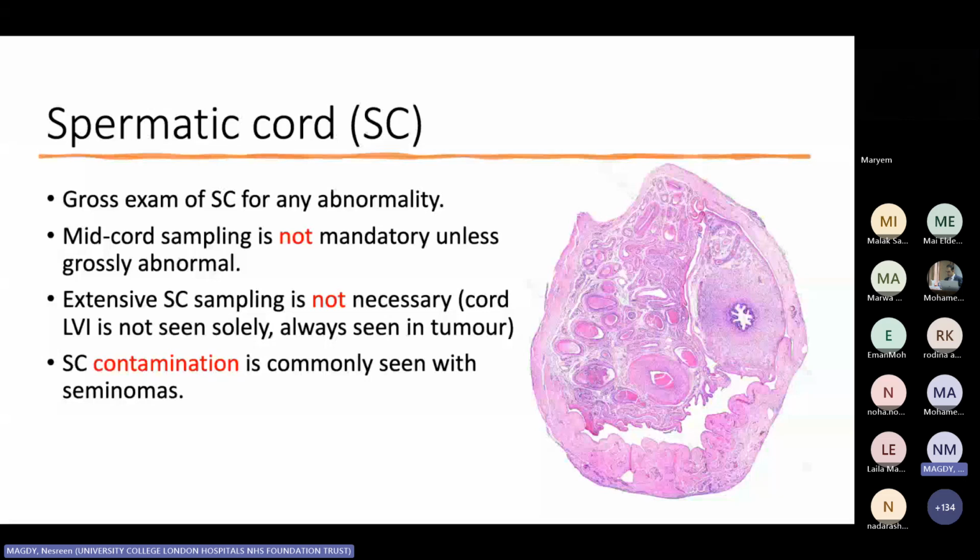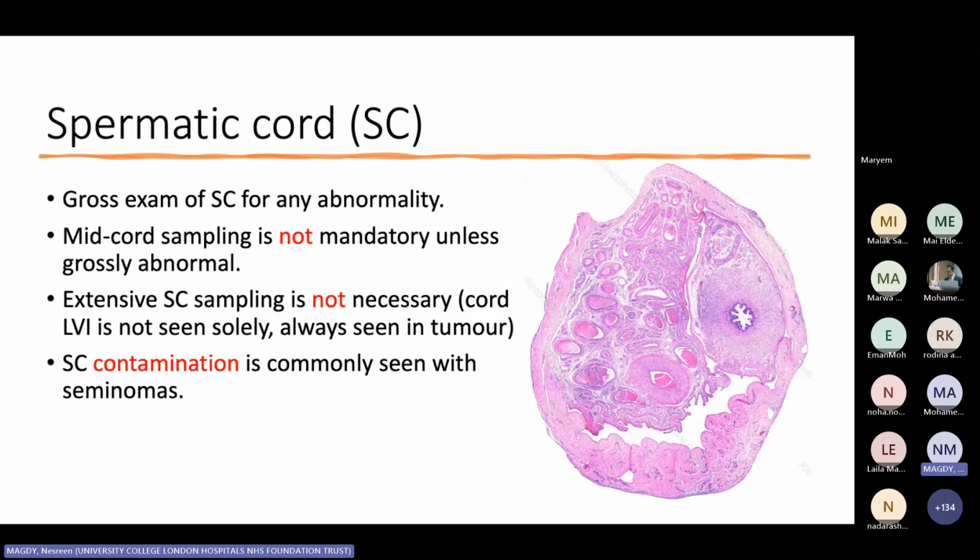For the sake of number of blocks, this is not mandatory. And the extensive sampling of the spermatic cords is not necessary. Some people do this just in a trial to find lymphovascular invasion, but lymphovascular invasion is not seen solely. So if there is no lymphovascular invasion in the main tumor, this means that you will not find it in the cord.